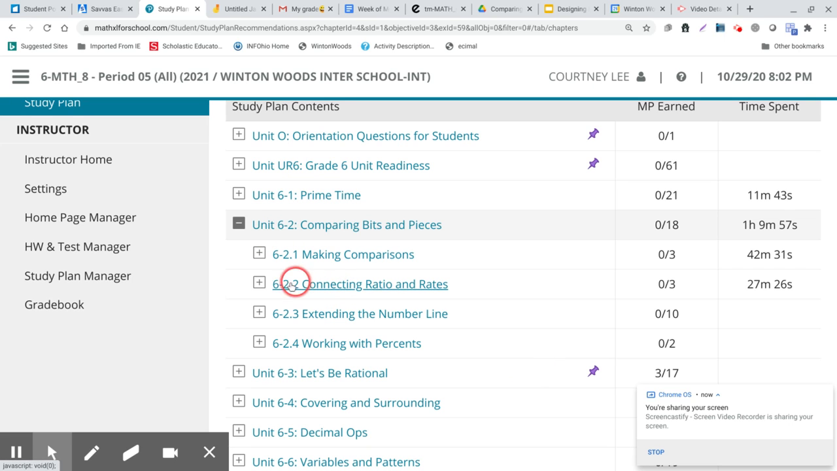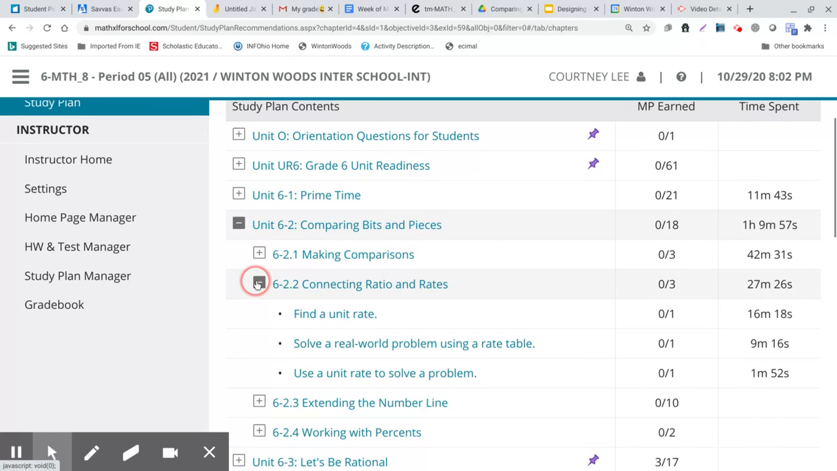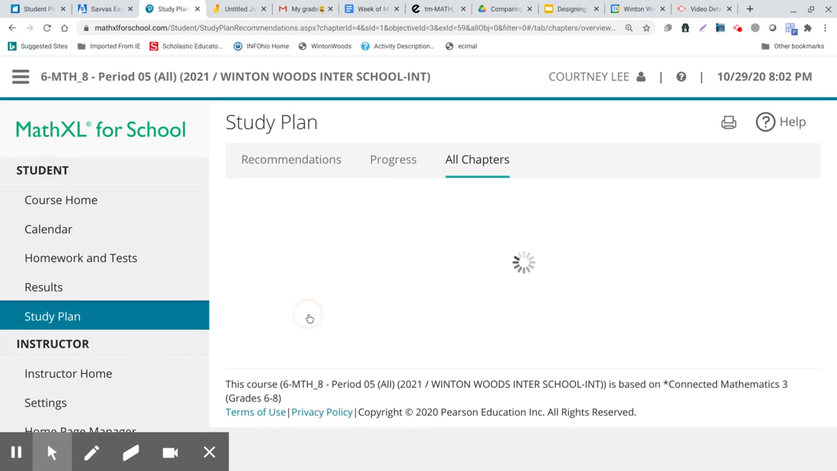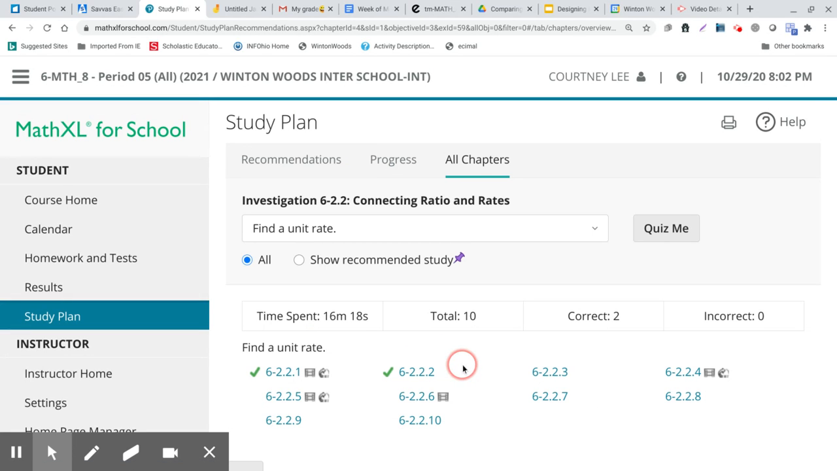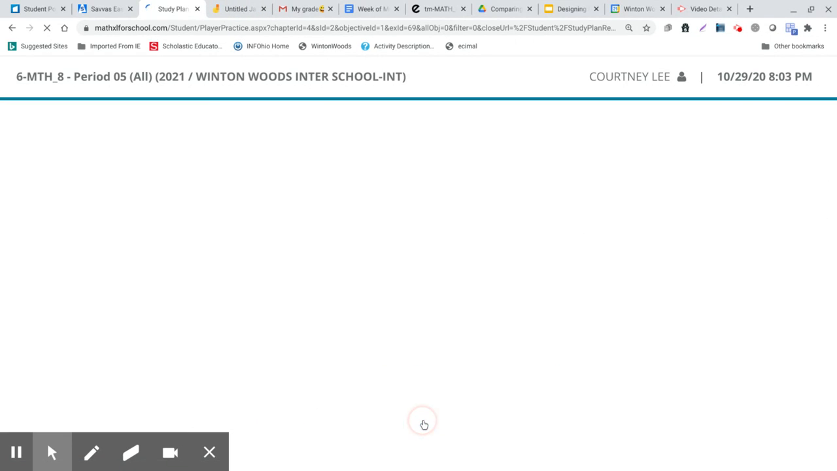All right, so this is going to tie together the second investigation, connecting ratio and rates. Again, there's 3 mastery points for this investigation, so let me go through a few more problems. Reminder, unit rate means per one. So let me just do this problem.